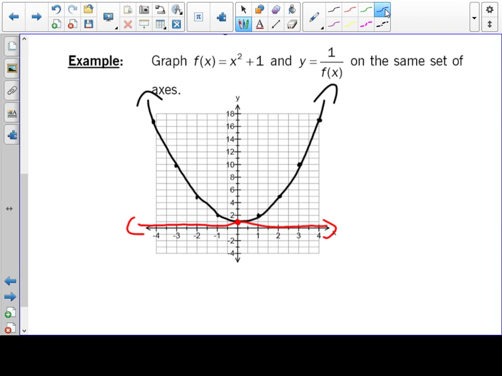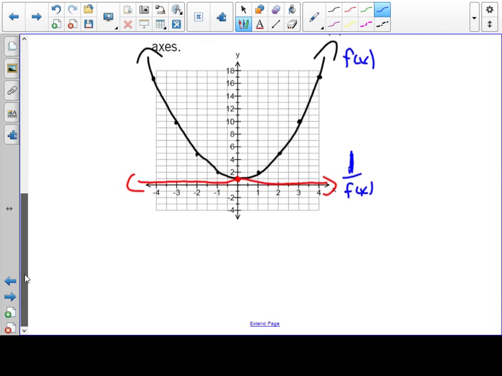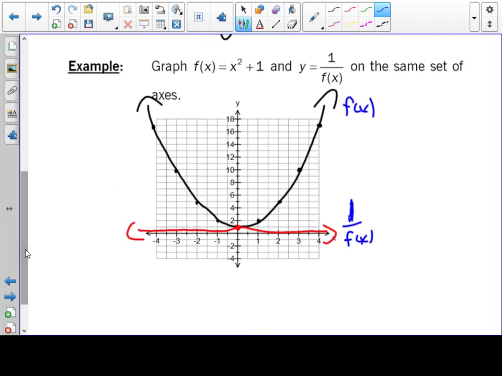We should probably label this too. So I'm going to say that this is f of x, and this is 1 over f of x. Whenever you have more than one graph, it is pretty standard procedure to label those two graphs to make it clear which is which. Okay? All right.